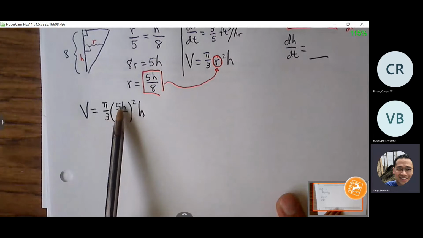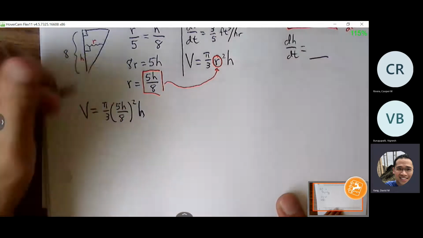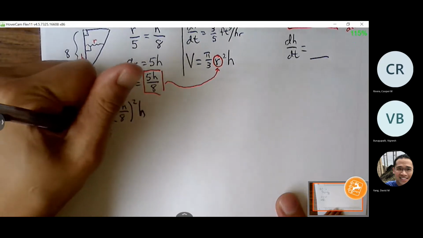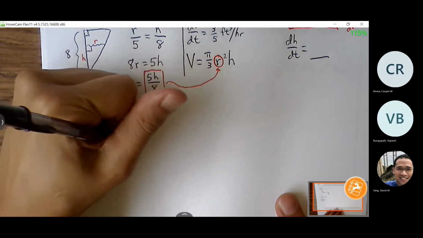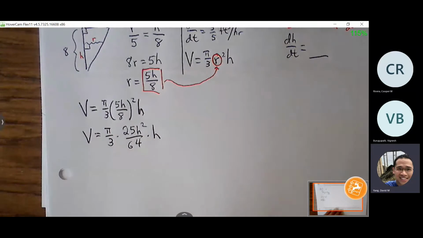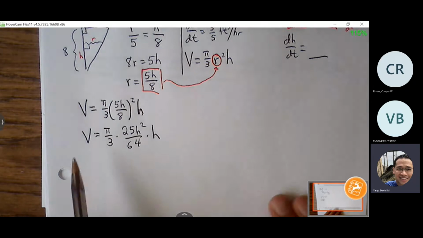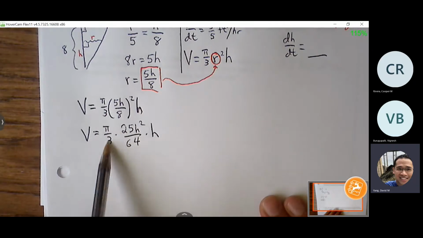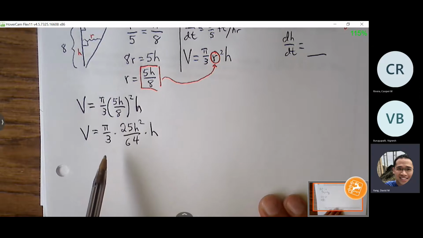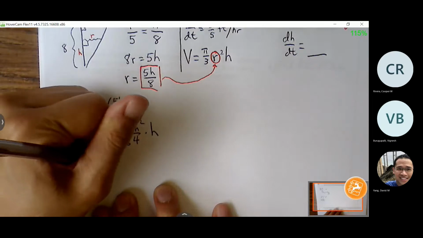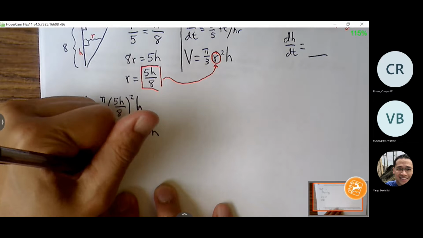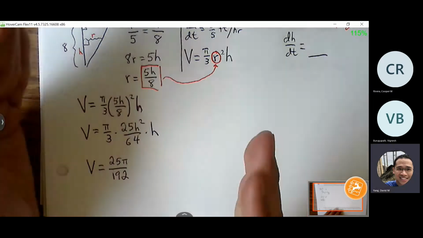Okay, so let's clean this up here. The 5 needs to be squared, the h is squared, the 8 is squared. Okay, that's still a mess. We're still not ready. All the coefficients need to be nicely placed together. The h's are going to be pushed together as well. Use your calculator. Leave pi out of your calculation. 25 divided by 3 times 64. Make sure you merge the h's together.